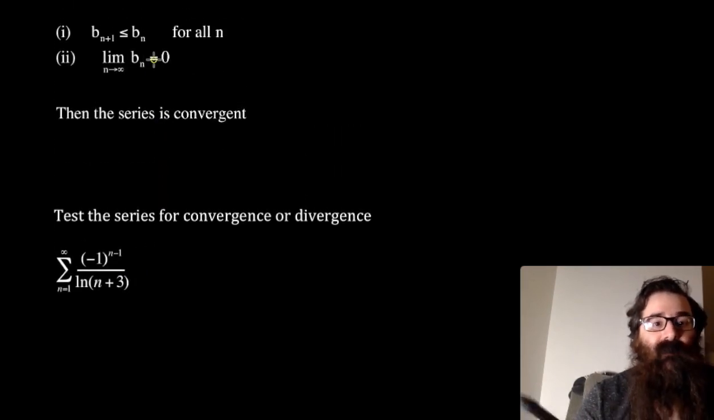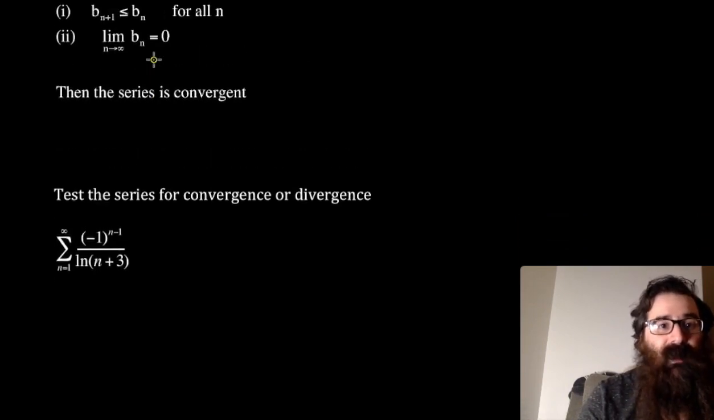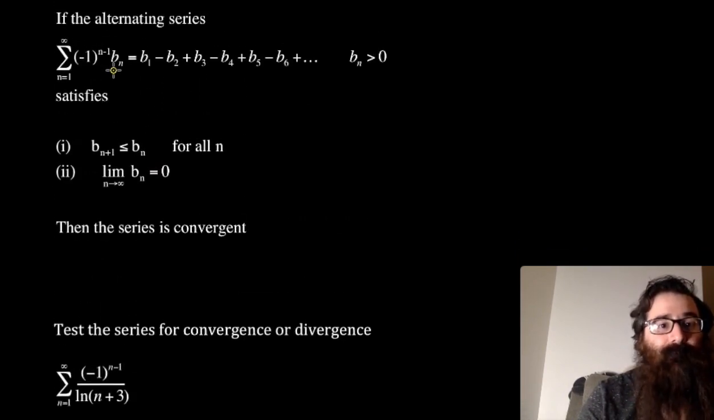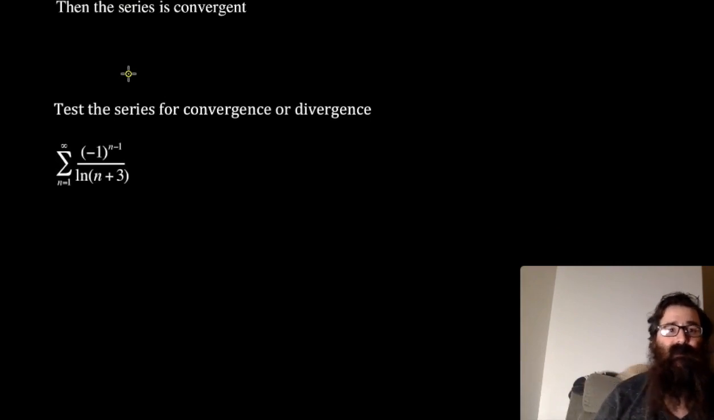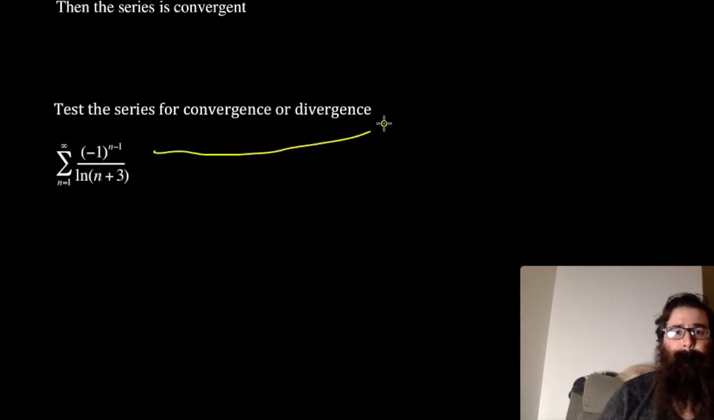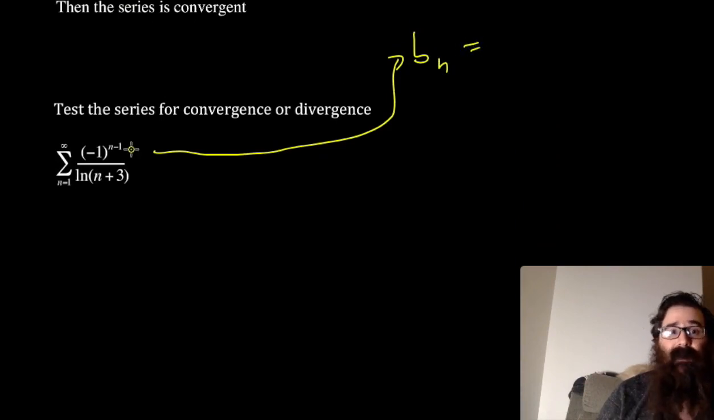Now I want to make sure that the terms are decreasing in magnitude, and to find what b sub n is, we want to look past or temporarily exclude the alternating sign. So when I look at this series, b sub n, if I just want to talk about what b sub n is, it's just 1 over ln of n plus 3. It's just that log term in the denominator.